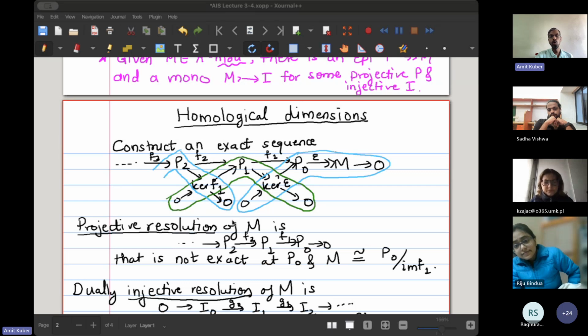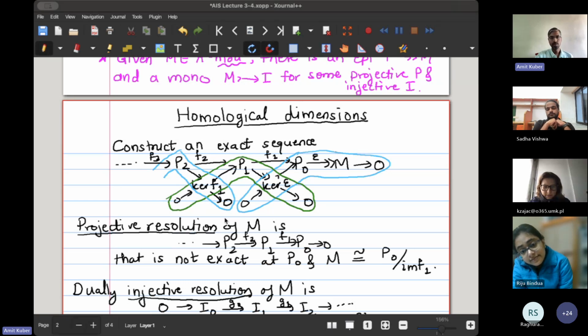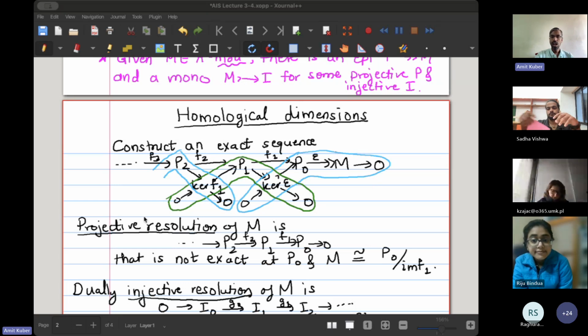If you know the language of homology, then this is the zeroth homology of this projective resolution. You can recover that object. So basically, my idea is that you don't really lose a lot of information even if you are doing this. You don't lose the object. However, there is a cost to pay. Instead of dealing with one object, now we are dealing with a chain complex of projectives.